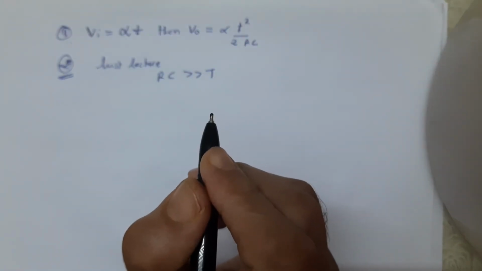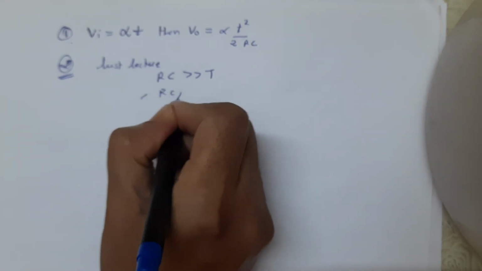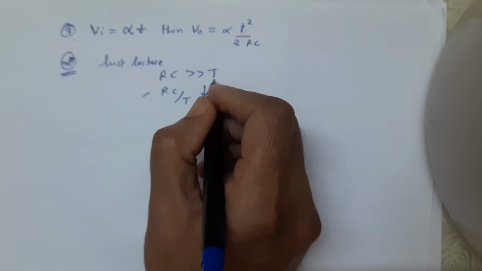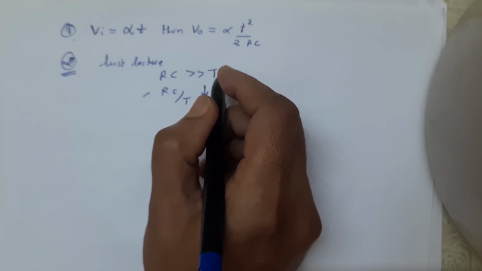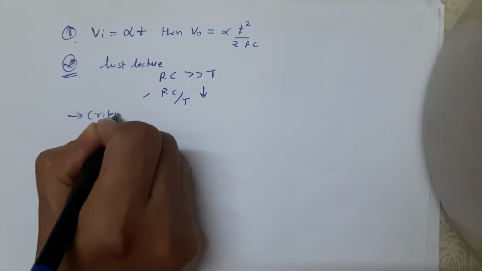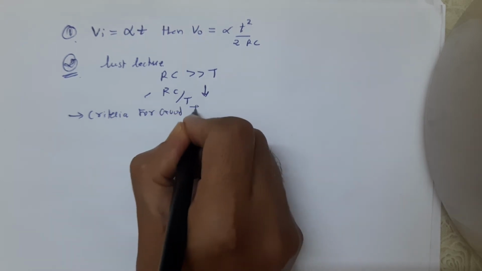As the value of RC upon T decreases, the departure from the true integration increases, as indicated in the last lecture's figures B and C. We can obtain a criteria for good integration.